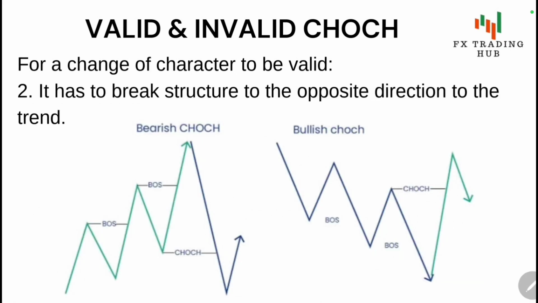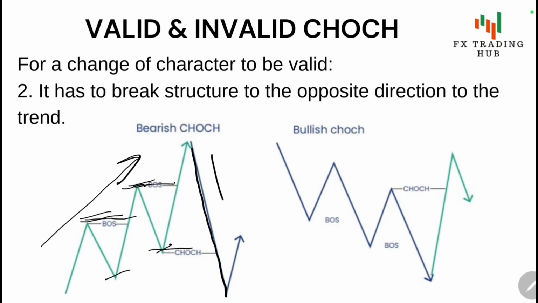So the second criteria that determines whether a change of character is valid or invalid is that it has to break structure to the opposite side of the trend. Okay, for a change of character to be valid, it has to break structure to the opposite side of the trend. You can see here right now, this is an uptrend. The market is creating higher highs and higher lows, higher highs, higher lows. Okay, and you have a break of structure to the upside, and now you can see as the change of character broke down, it broke structure to the opposite direction of the trend in that case. Okay, and that is a bearish case.